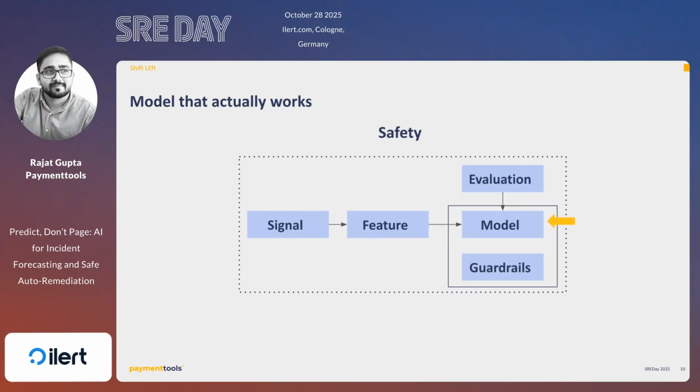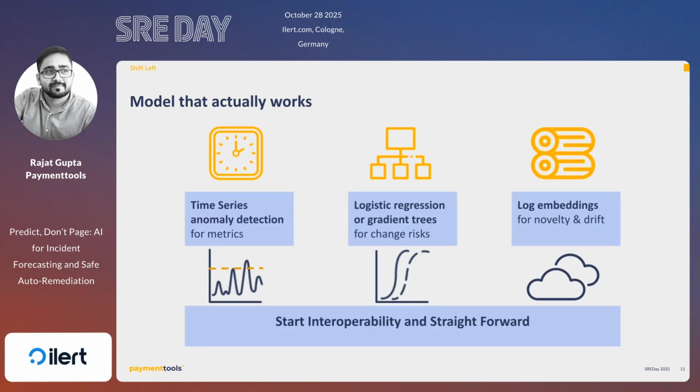Now we talk about models. Models here, I'm not going to talk about LLMs. They are all very smart, very intelligent, but by models here, I'm talking about traditional models, which actually work. And we can leverage LLMs to use those models. What actually used to work? Anomaly detection based on time series data. This is one of the models. We can leverage LLMs for this. Logistic regression or gradient trees for our change risk. We use our LLMs for this model.